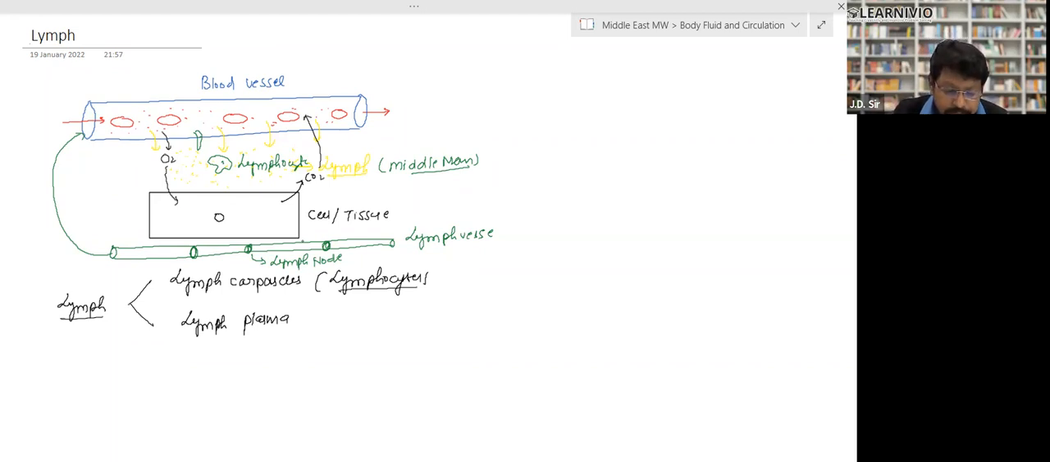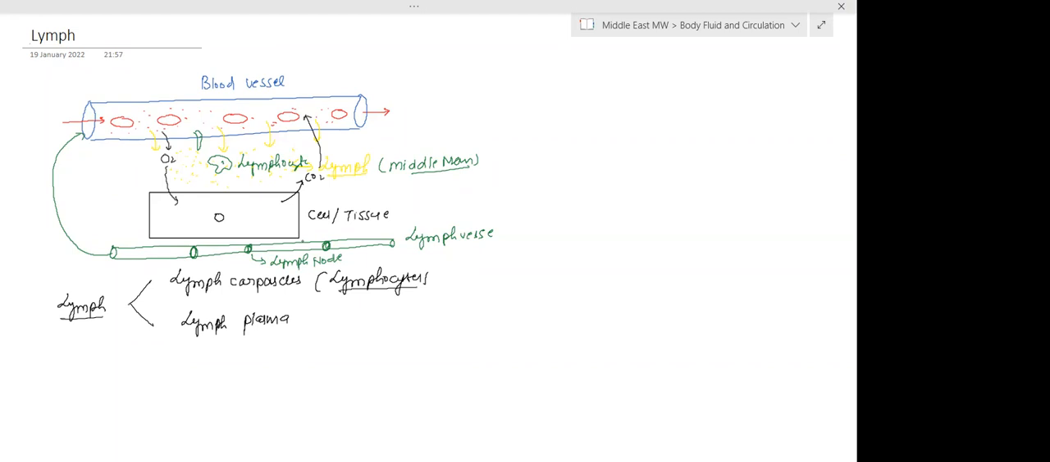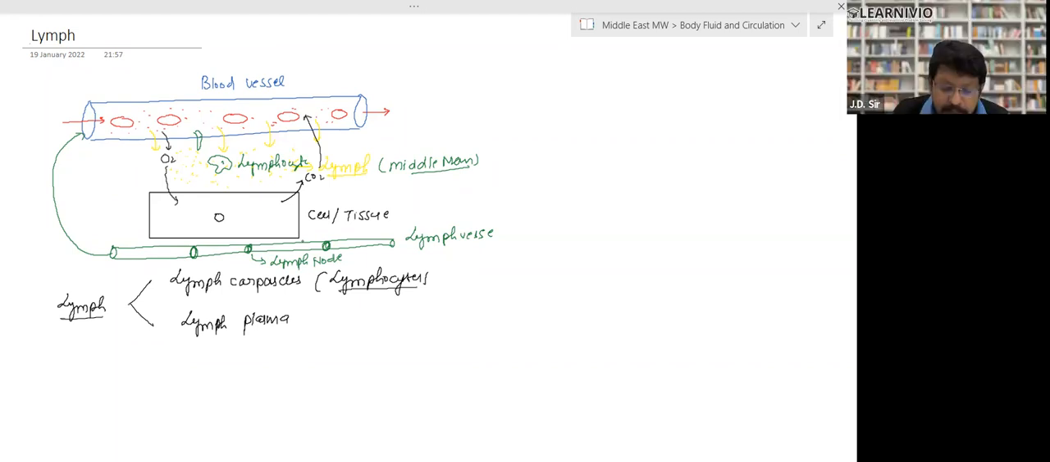Clear? Note it down. Yes, sir. So please start noting down some points. Lymph is a mobile connective tissue composed of lymph plasma and lymph cells. Full stop.